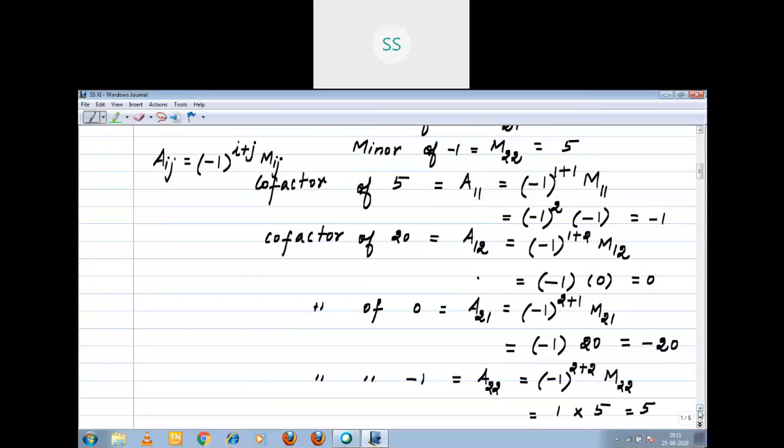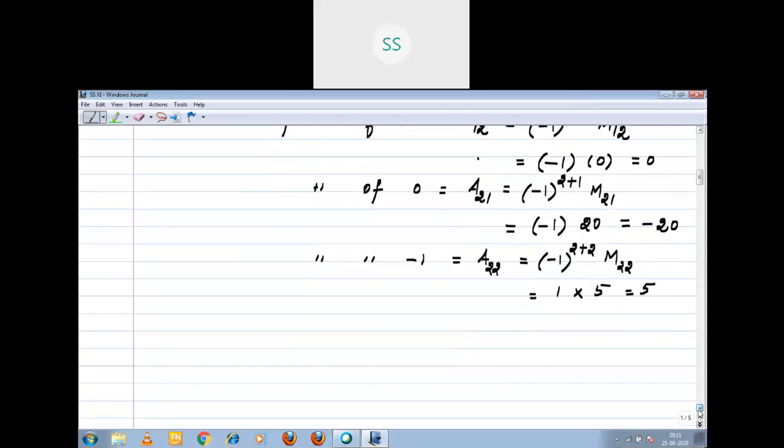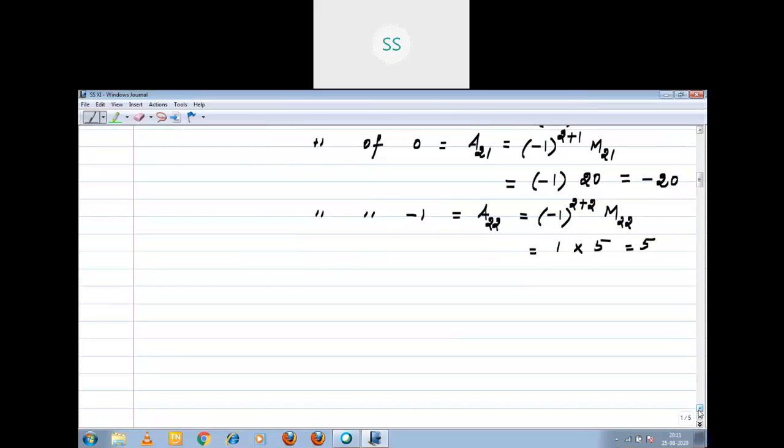Now I am going to move to the second subdivision. 2 by 2 it is easy. 3 by 3 you have to listen carefully. Second subdivision. Determinant: 1, minus 3, 2; 4, minus 1, 2; 3, 5, 2.